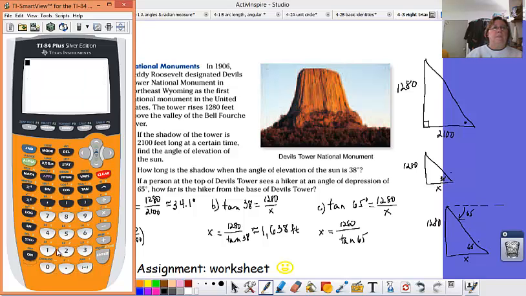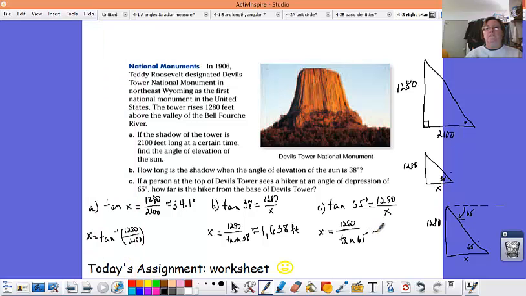So 1280 divided by the tangent of 65 degrees is going to give us about 597 feet. About 597 feet. Very good. That's our flash review of trigonometry.